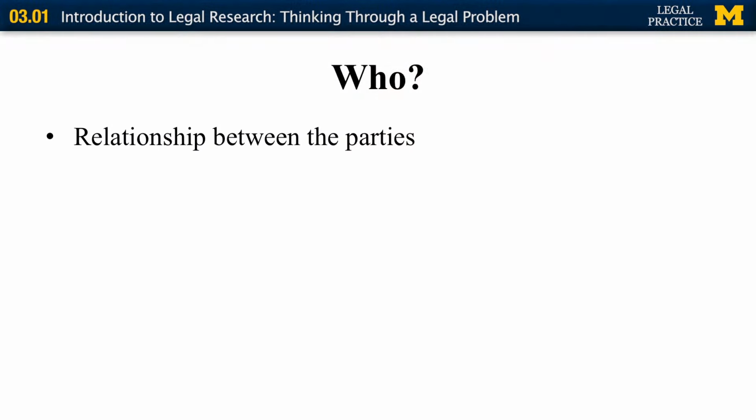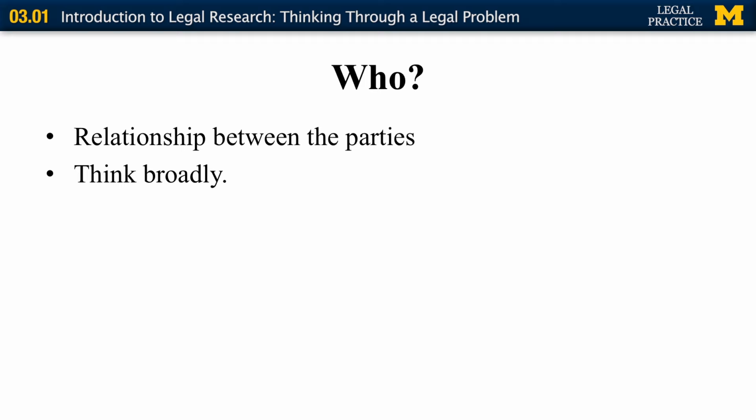So let's start with my who question. So it may seem obvious who the parties are here. They are Hunter Spanger and his parents on the one side, and the school on the other side. But I want to think about the relationship between the parties. So what I mean by that is here I have a student, and I have his parents, and I also have a school. I want to think broadly, though.